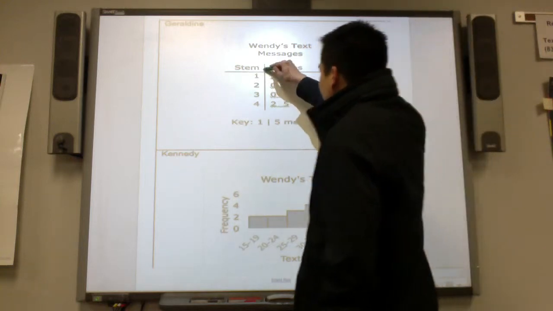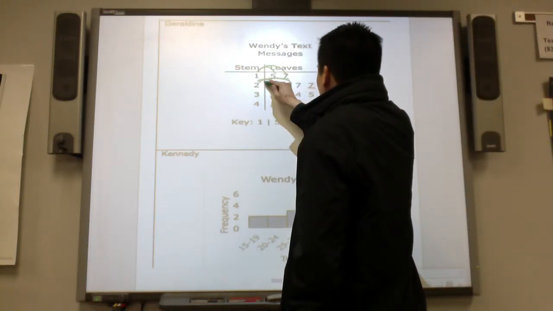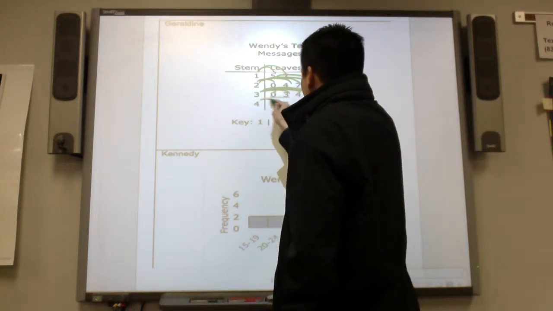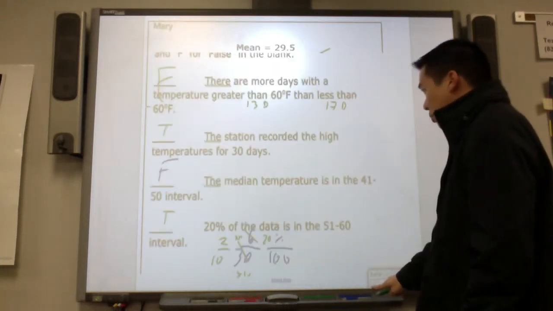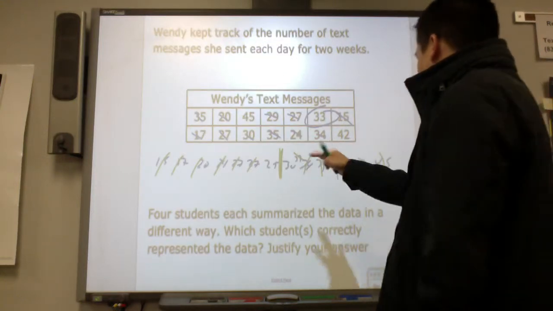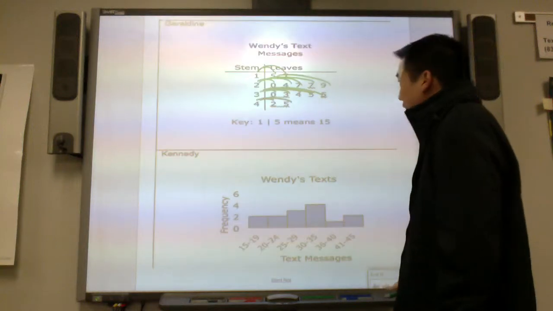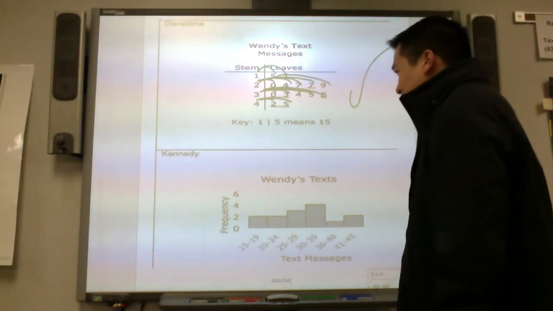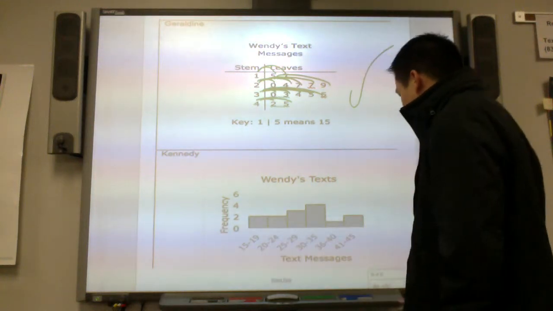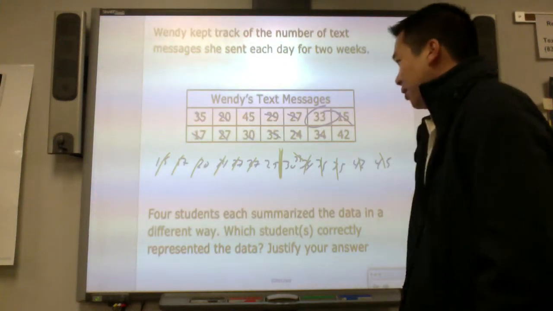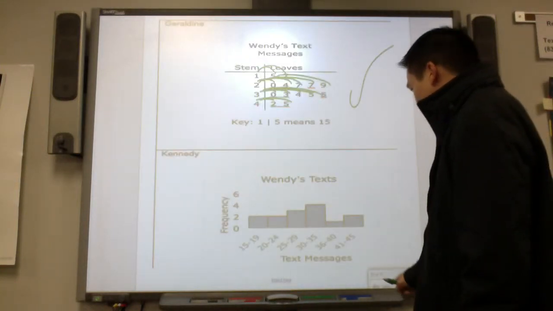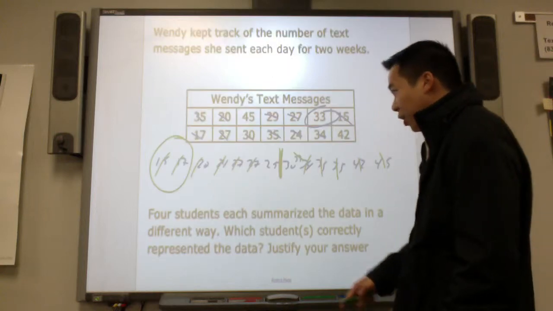So she has 15, 17, 20, 24, 27, 27, 29, 30, 33, 34, 35, 35, 42, 45. Let's go back and see if those numbers are the same. I wish I had photographic memory. Oh, I do. It's all the same. So that is correct. Good job, Geraldine. And last but not least, let's look at Kennedy. Kennedy said there are two numbers between 15 and 19. That is correct. Kennedy says there are two numbers between 20 and 24.